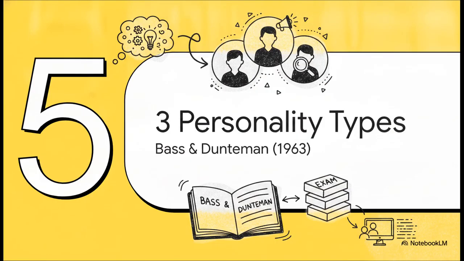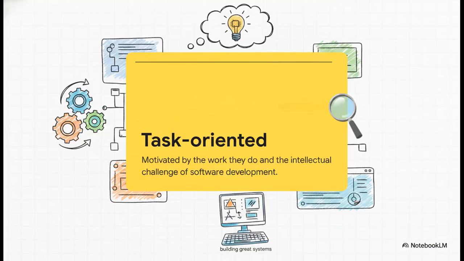All right, Section 5, the 3 personality types. Understanding needs is really only half the puzzle. We also have to understand personalities. I want you to pay very close attention here, as Bass and Dunstman's classifications are a heavily tested topic in your exams. The first classification is the task-oriented personality.